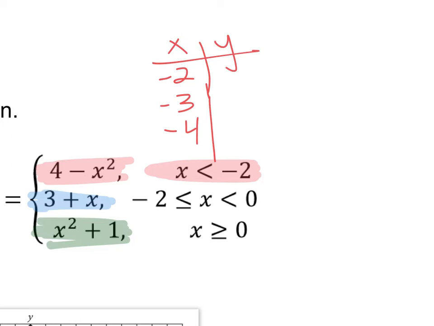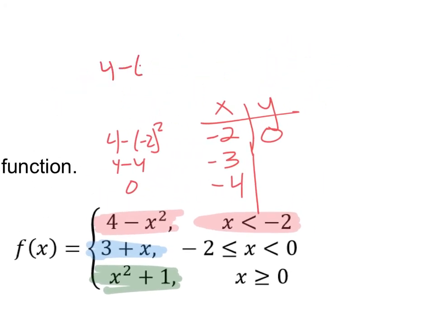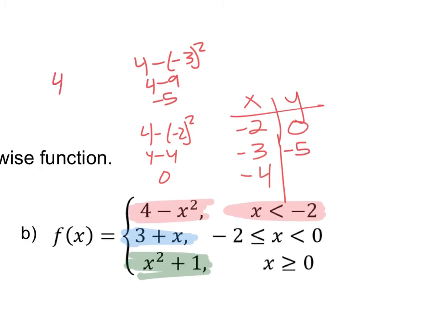So if I do 4 minus a -2 squared, that's 4 minus 4, which is 0. So that Y value would be 0. And then 4 minus -3 squared would be 4 minus 9, and that's -5. And then if we did 4 minus -4 squared, that's 4 minus 16, negative 12.